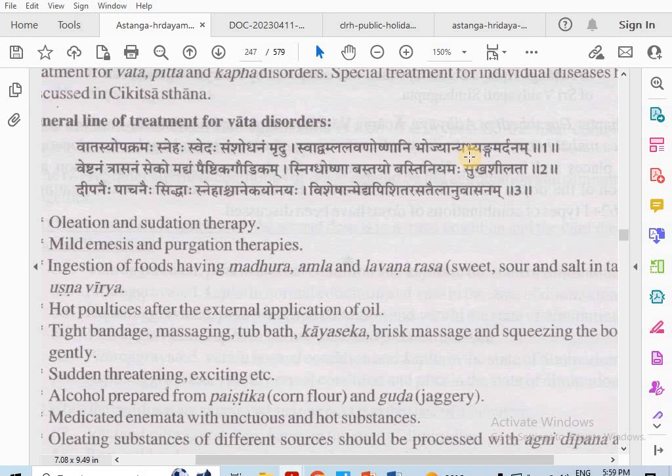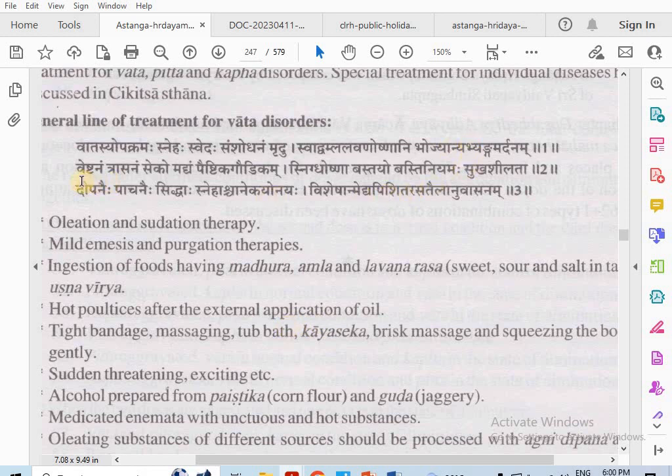So first of all, we know about abhyanga and mardana both, right? What is abhyanga? Here they said as the hot poultices after the external application of oil. So simply two things, abhyanga and mardana, these both therapies to be done. One is massage and one is applying the oil. So these both to be done.